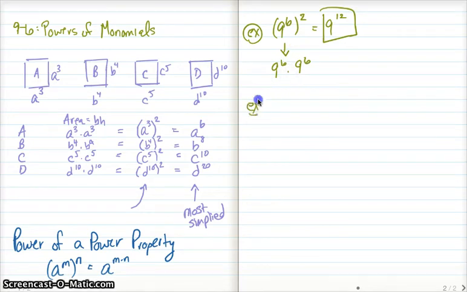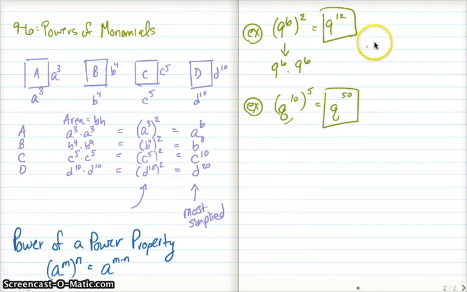We can also look at something like this. Maybe I have q to the 10th to the 5th power. And again, I would prefer not to have to write this out as repeated multiplication, q to the 10th times q to the 10th times q to the 10th, and so on. So I can use our new property and recognize that I am taking q to the 10th and multiplying it by itself 5 times. So in essence, I have q to the 50th power.